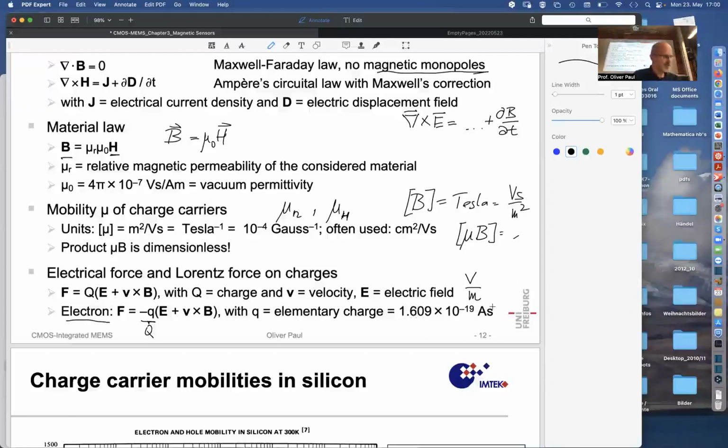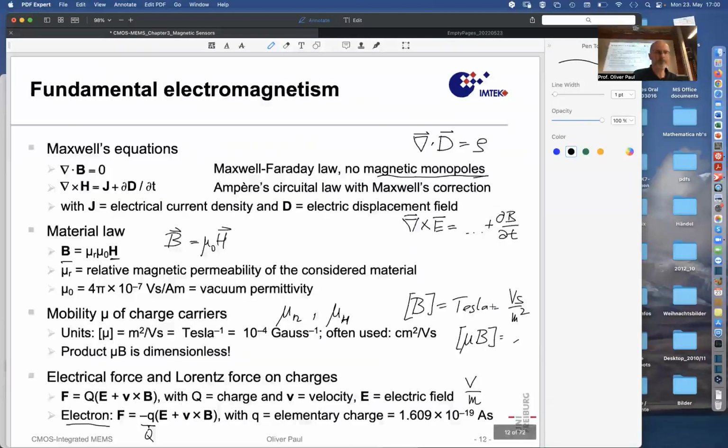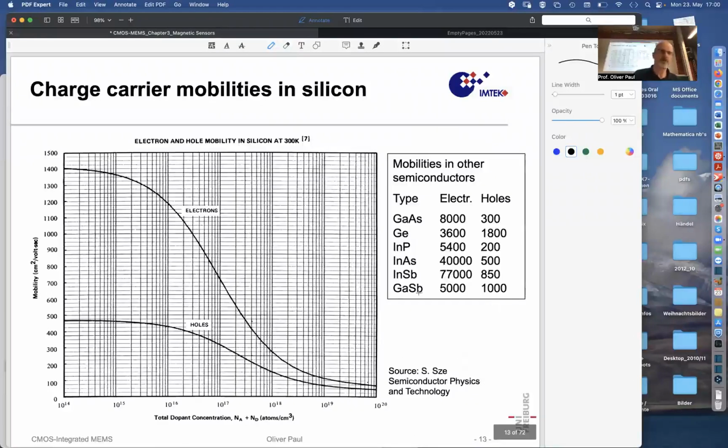And now we come to these mobilities. They will be important. What is plotted here is the mobility not in square meters per volt second, but in square centimeters per volt second. So if you would like to have square meters per volt second, you divide by 10,000, and then this corresponds to about 0.14 square meter per volt second.